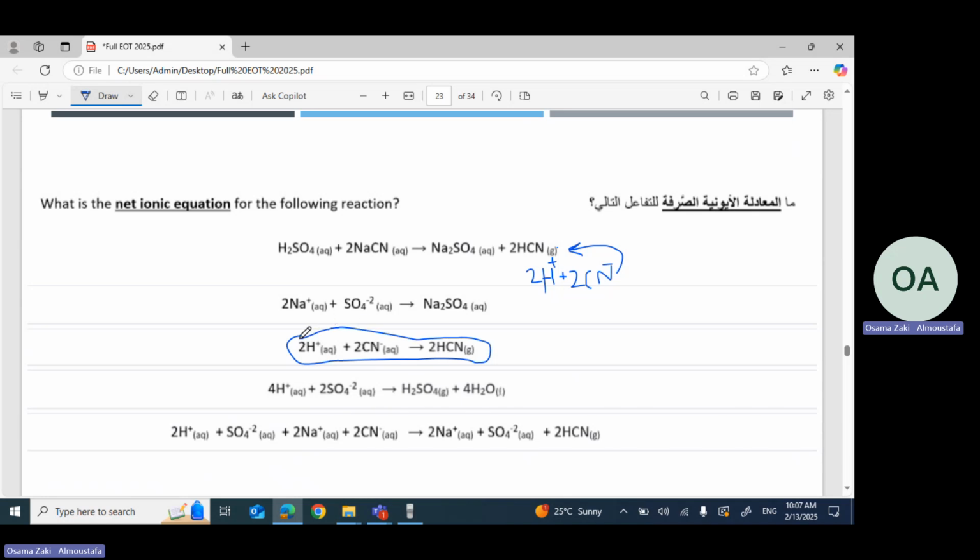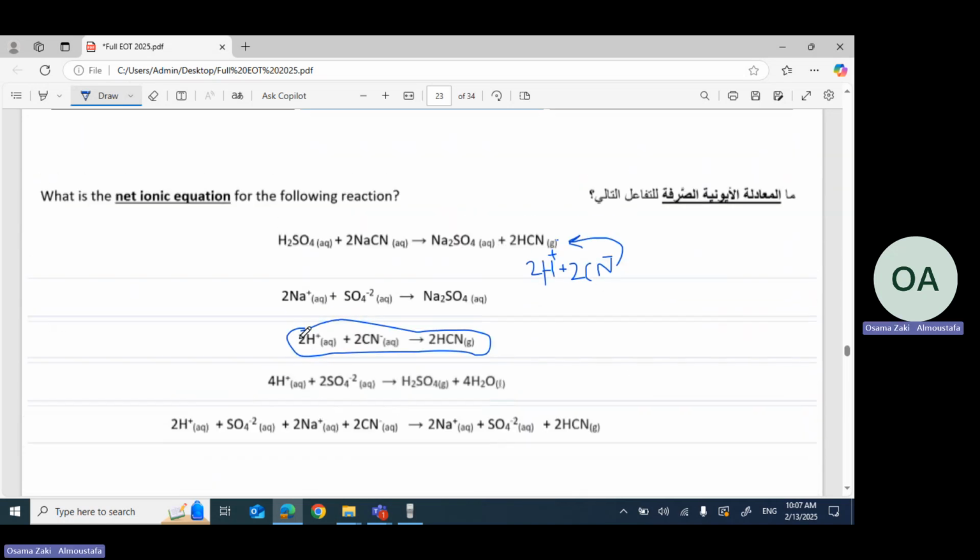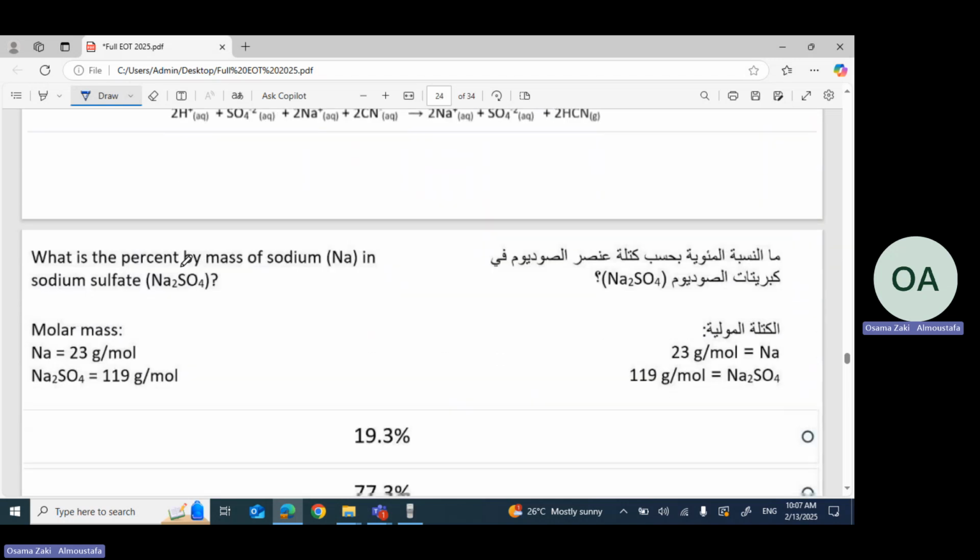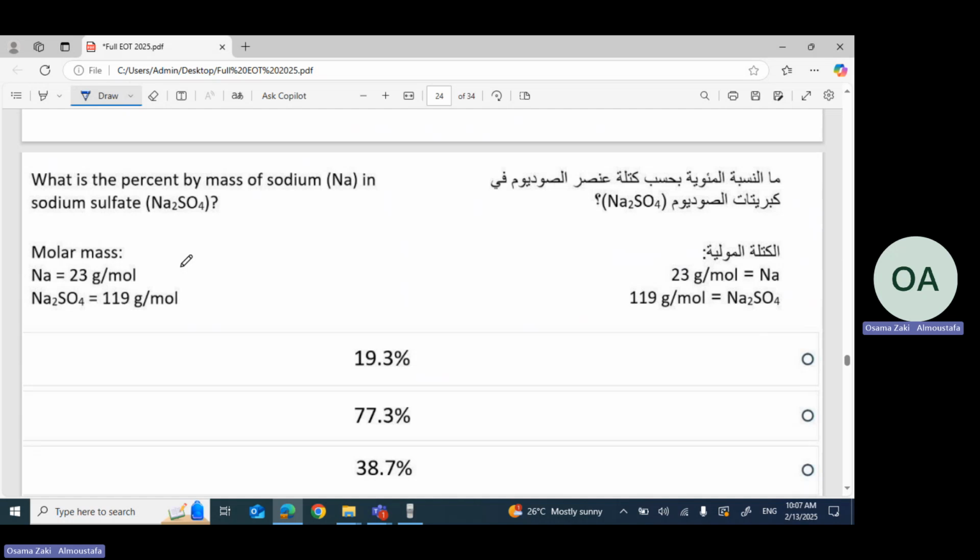The net ionic equation. And by the way, if they ask you about the spectator ions, just go to the products and choose what? Choose the aqueous. If they ask you about the spectator ions, just go to the products and break down the aqueous solution. Okay, you will get what? The spectator ions. Okay. Here, what's the percent by mass of sodium Na in sodium sulfate?